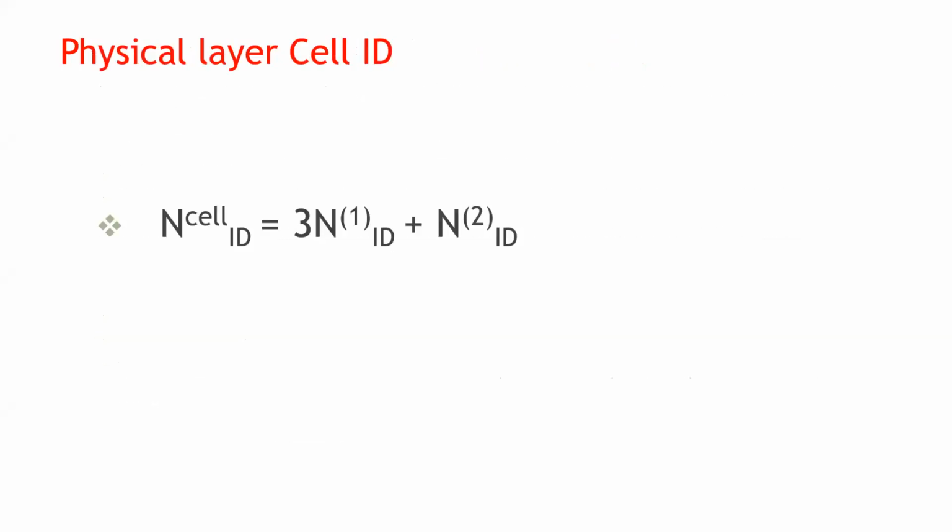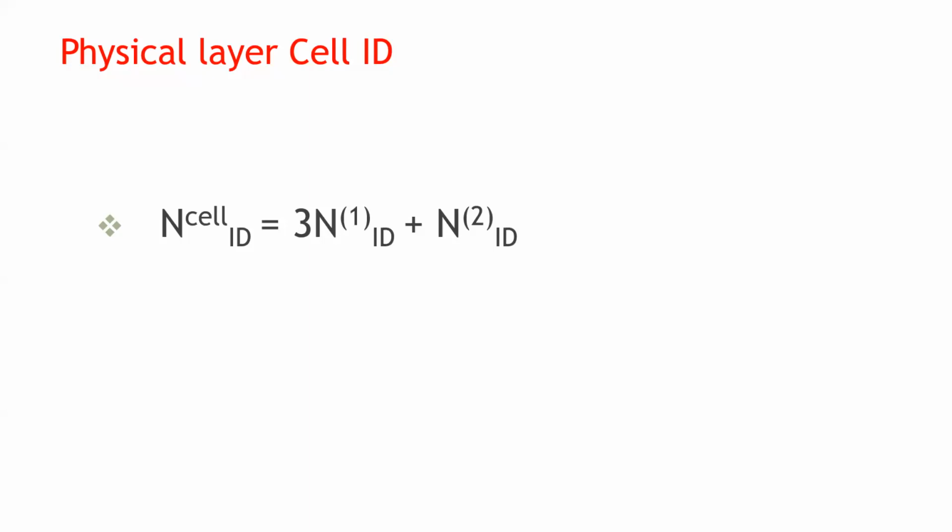I will come to this physical layer cell ID, what it is. This is the formula used to find the physical layer cell ID: physical layer cell ID is equal to 3 times cell ID of type 1 plus cell ID of type 2. Cell ID of type 1 is of 168 groups. So we have a total of 504 unique physical layer cell IDs.